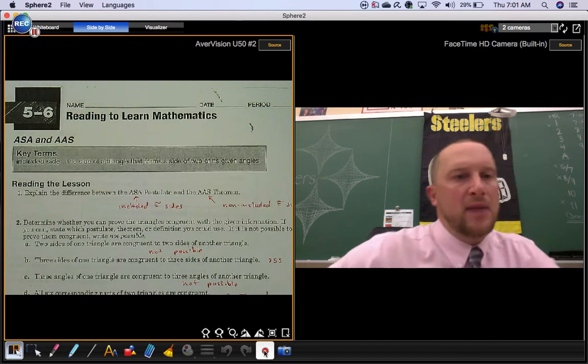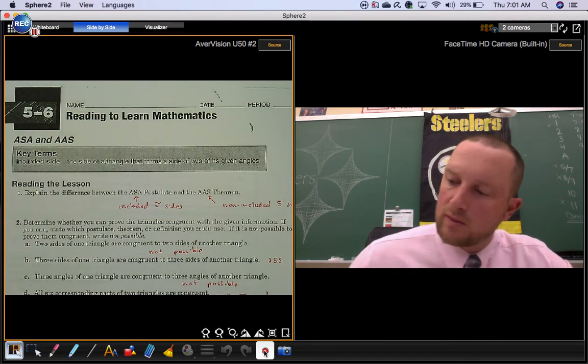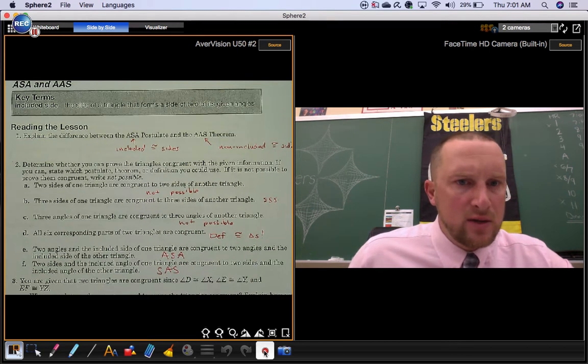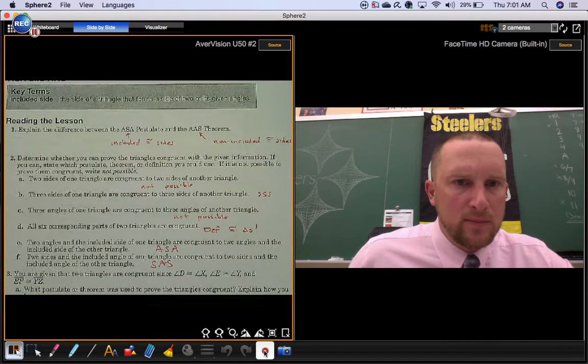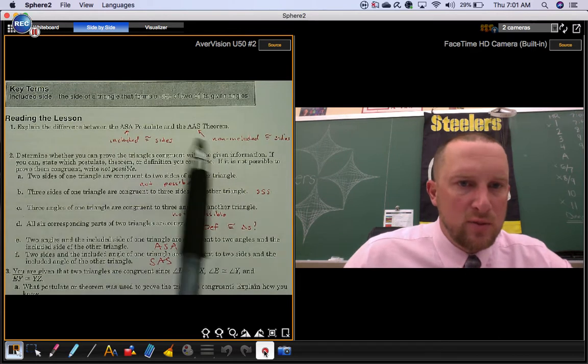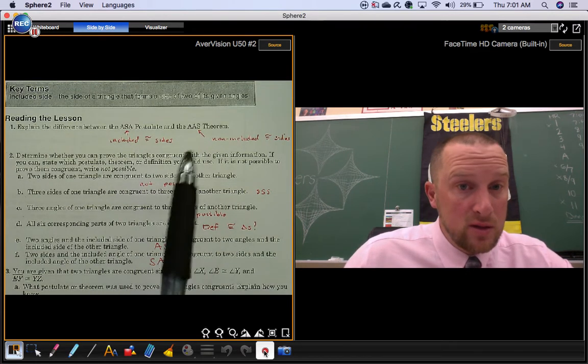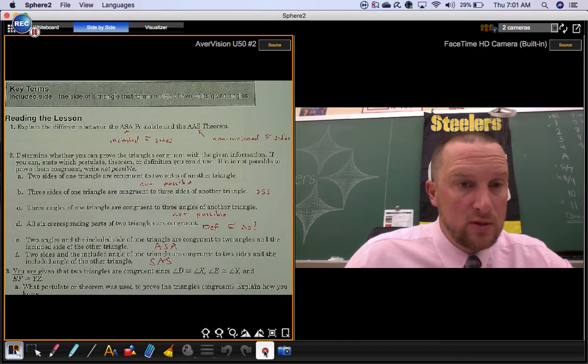This is the Reading to Learn Math for section 5.6. Explain the difference between angle side angle and angle angle side. It's the same pairs of congruent parts. The only difference is the congruent sides here are included and the congruent sides here are non-included.